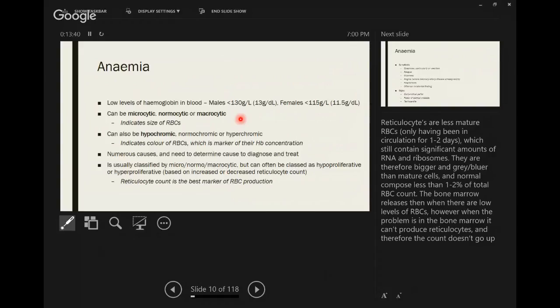So it means, is the bone marrow making enough red blood cells? If you've got low hemoglobin and the marrow is making more red blood cells, then that's good. It means the marrow is working properly. It means there's just a problem with destruction. If you've got low hemoglobin and low production of red blood cells, it means the marrow is failing for some reason. And so because of that, we look at the reticulocyte count in an anemia we're investigating, and that's often the best marker of red blood cell production and therefore bone marrow health.